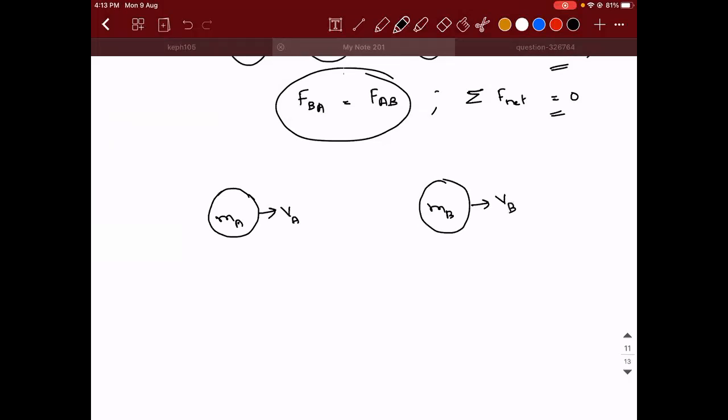If these objects should never meet again, what are the conditions? VA should be greater than or equal to VB. Okay, that is also right. VB should be greater than or equal to VA, because if it is equal to VA, then the relative velocity will be 0. So they will have a constant separation between them.